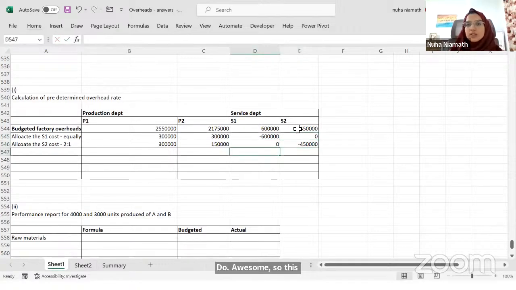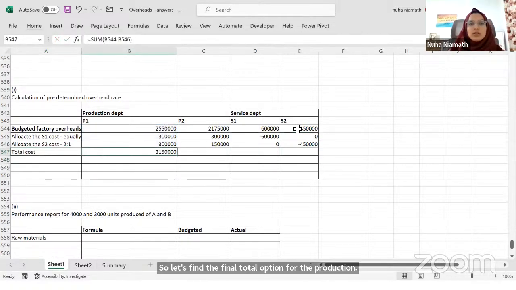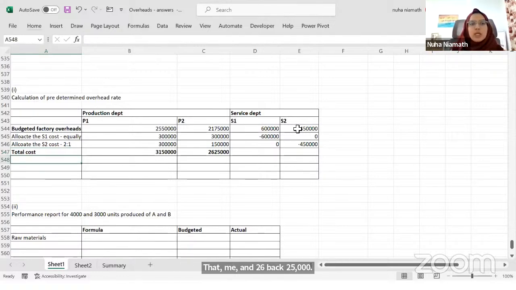We have allocated the service cost. So let's find the final total cost now for the production departments. That will be 31 lakh 50,000 and 26 lakh 25,000. I hope it's clear till here. Now, what do we do? Production P1 will be divided by what? Budgeted machine hours or budgeted labor hours?